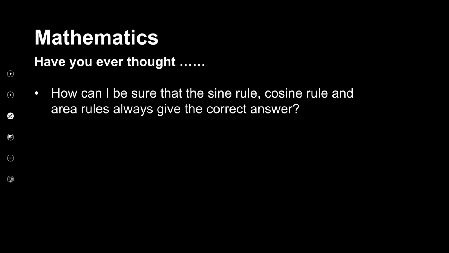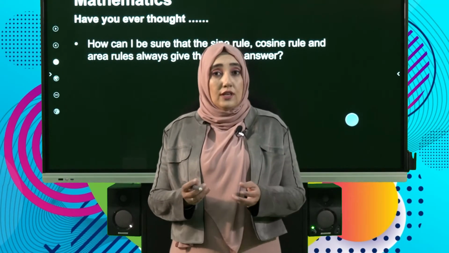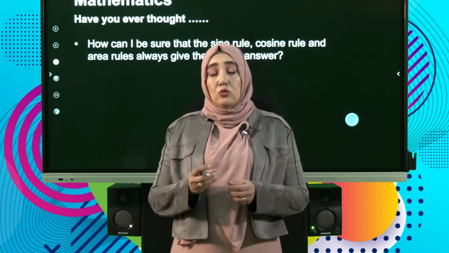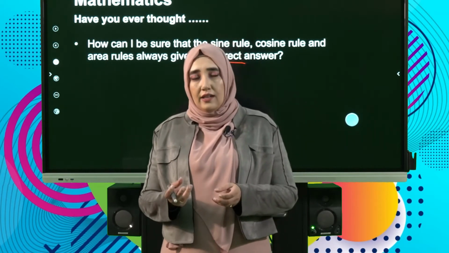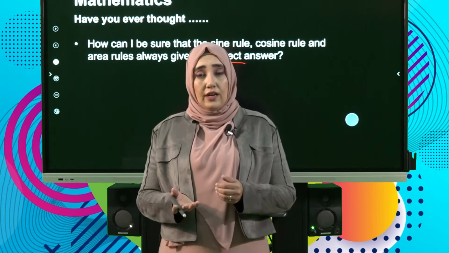Okay, so I'm sure you've always wondered, how is it that we know that the sine rule, the cos rule and the area rule are actually giving us the correct answers? How we know that these rules work is we first learn to prove the rules. Because we have a proof that the rules actually work for any triangle, then we know universally that these rules can be applied to any triangle.